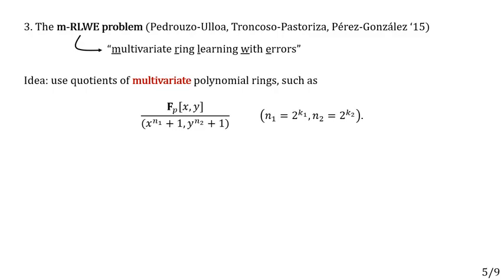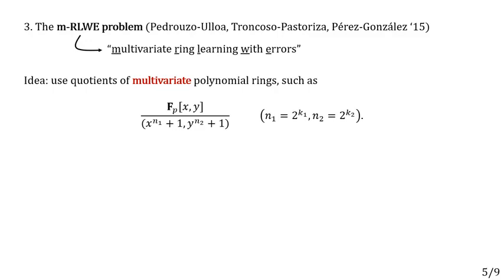And now we introduce the MRLWE problem from the title. This was introduced by Pedrouzo-Ulloa, Troncoso-Pastoriza, and Pérez-González in 2015. MRLWE stands for multivariate ring learning with errors. And the idea is just the same. As before, we replace all these square blocks by matrices of multiplication. So we also do that here. But now we work with matrices of multiplication inside a certain quotient of a multivariate polynomial ring. The most concrete and most important proposal is to work in F_p[x,y] modulo x^n1 plus 1 and y^n2 plus 1, where these n1 and n2 are again powers of 2.